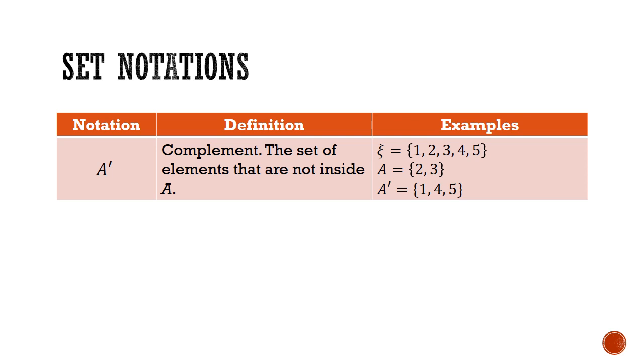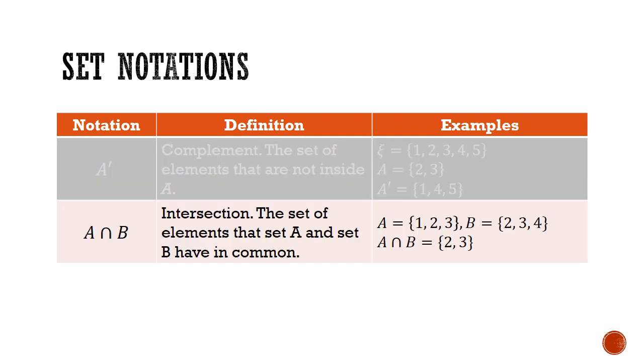The apostrophe sign, when it's placed after the set A, represents the complement set of A. This refers to the elements that are not found inside set A. So if I have a universe containing 1, 2, 3, 4, and 5, and I say that set A contains 2 and 3, then the complement set of A would be the other three elements, 1, 4, and 5.